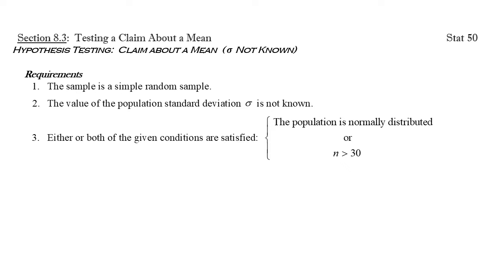Hi, so in section 8.3, we're testing a claim about a mean. And in this case, we're going to be focusing on the case when sigma is not known. And if we recall, this is going to be the more common situation. In other words, if we don't know what a population mean is, then it's likely that we don't know the population standard deviation either. So the best we can do is take a sample of that population and then use the sample standard deviation instead.